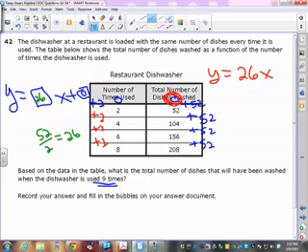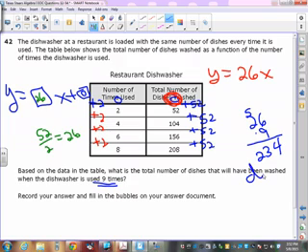Okay, what we're going to do now is they want to know how many dishes will be washed when you use the dishwasher 9 times. So 9 times 26 is 234. So after the 9th use, you will have washed a total of 234 dishes.